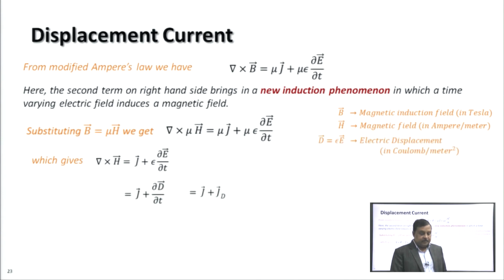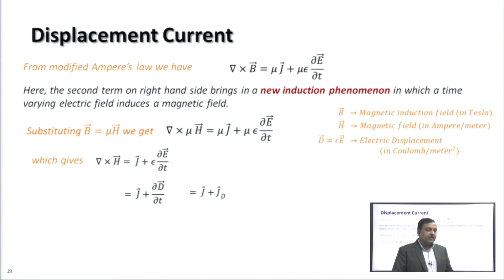Okay. So, epsilon E we can write as vector D. This is called electric displacement and it is measured in coulomb per meter square. It has the same unit as the polarization vector.